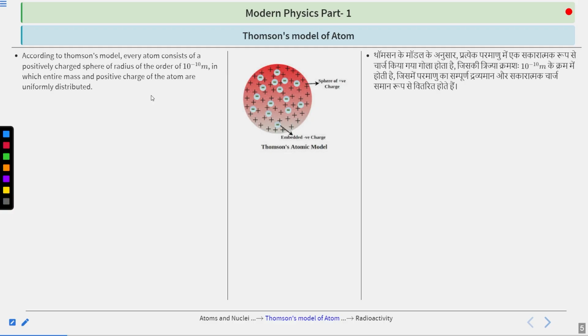So now let's have a talk on Thomson model of atom. According to Thomson's model, every atom consists of a positively charged sphere of radius of the order of 10 power minus 10 meter, in which the entire mass and positive charge of the atom are uniformly distributed.